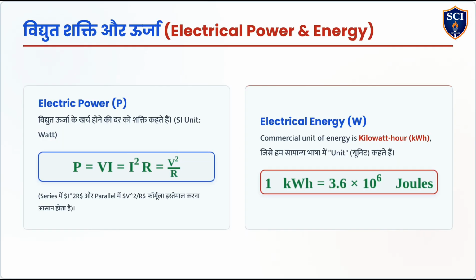Electric power is the rate at which electrical energy is consumed, with the SI unit being watt. Power can be calculated as P equals VI, I squared R, or V squared over R. The commercial unit of energy is the kilowatt hour, or unit, where 1 kilowatt hour equals 3.6 times 10 to the power of 6 joules.